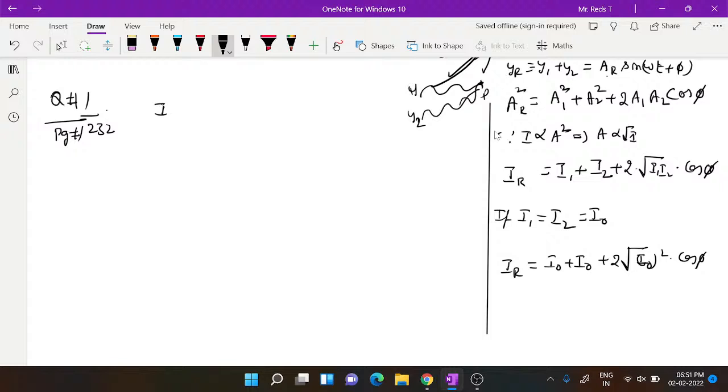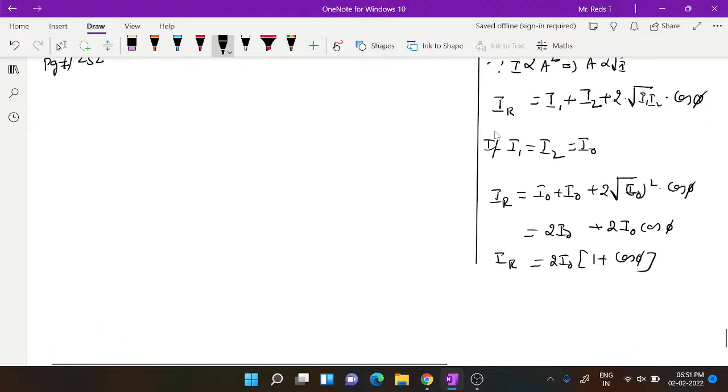Okay, this I0 square, if it comes out of the root, it becomes I0. So 2 I0 plus 2 I0 into cos phi. If we take this 2 I0 out, here this entire thing is one term. So we will get 2 I0 into 1 plus cos phi. This is intensity of resultant wave.